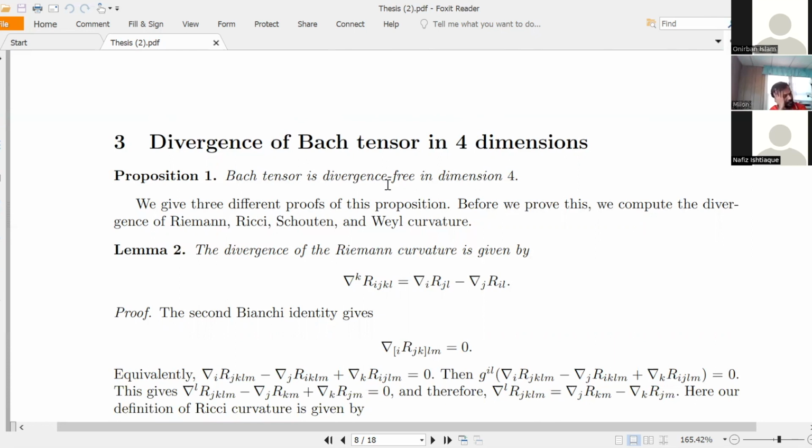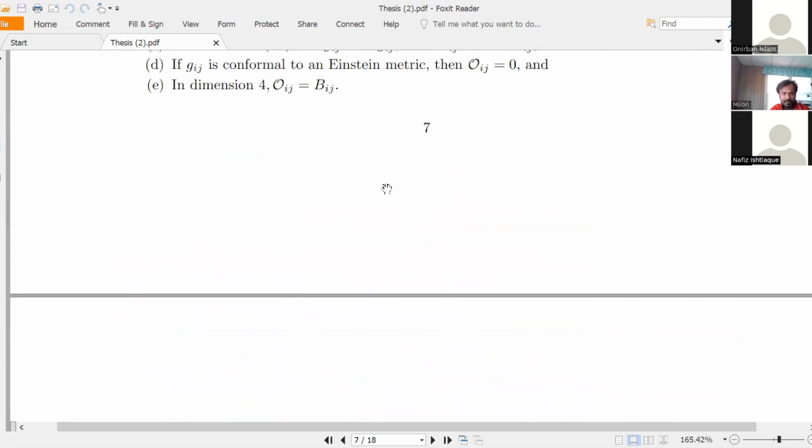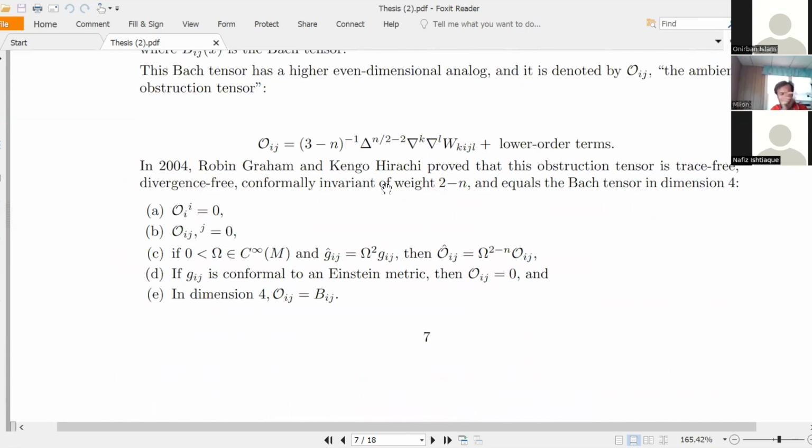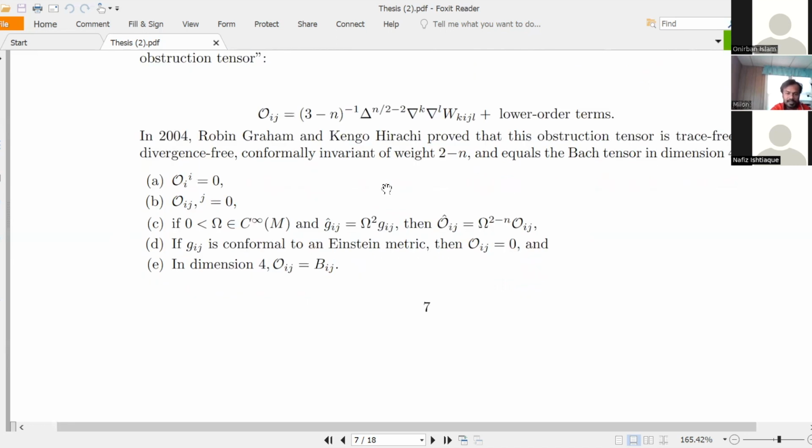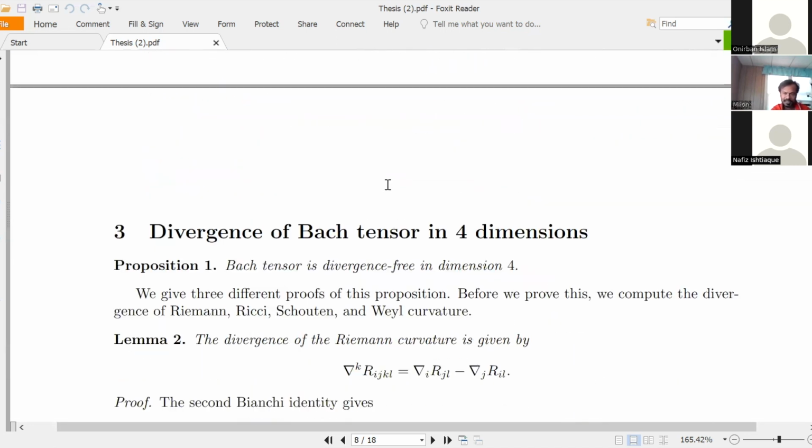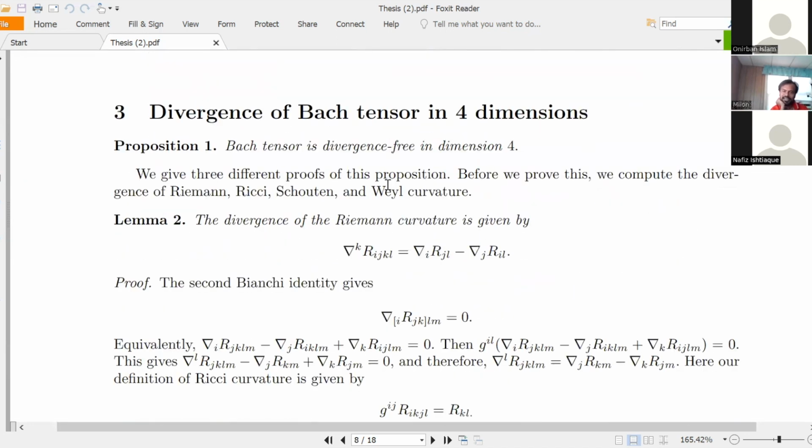This result was known by Fefferman and Graham in their famous paper. At some point, they wrote that this is divergence free without any proof. And people believed them, and people frequently use this result. No one proved it. I did, and it was nasty, but it's okay.